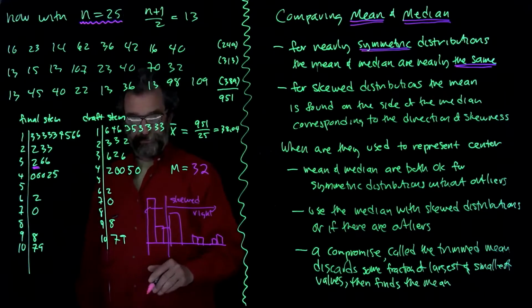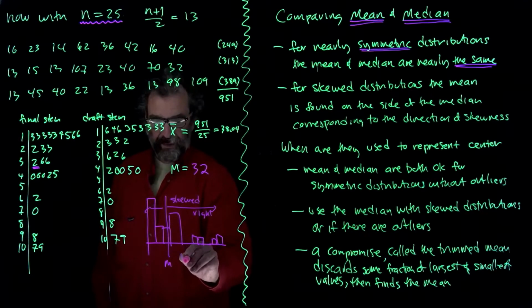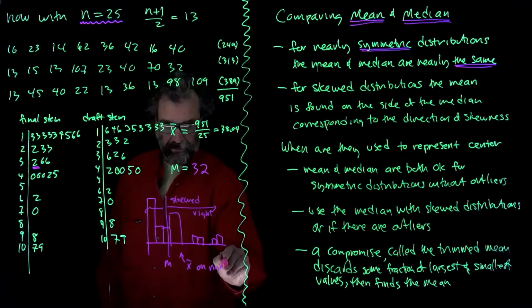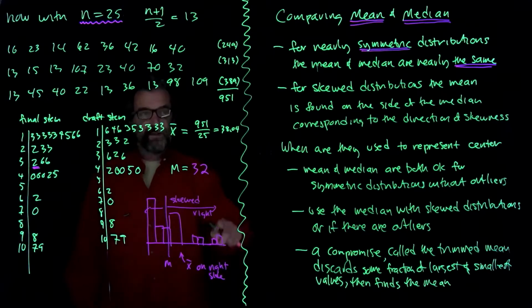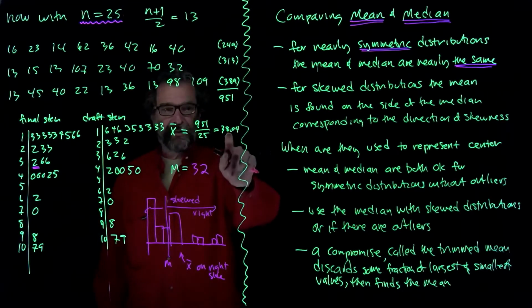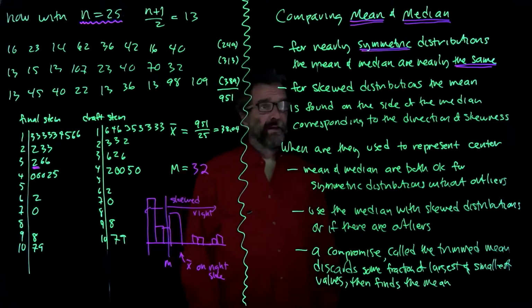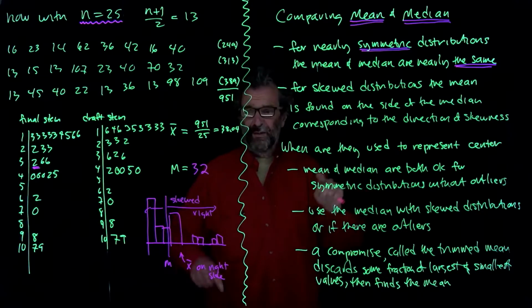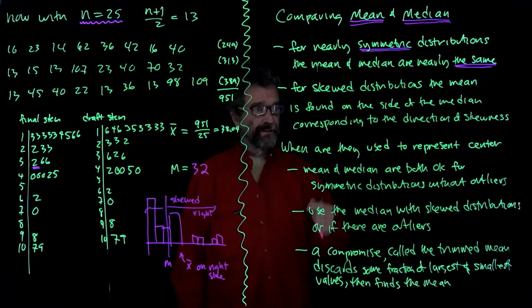And then here's the median. We would expect to find x bar on this side, so greater than the median. And sure enough, x bar is 38, the median is 32, so it's bigger than the median because the distribution is skewed to the right. So it says for a skewed distribution, the mean is found on the side of the median corresponding to the direction of skewness. Skewed to the right, x bar is on the right-hand side. When are they used to represent center?